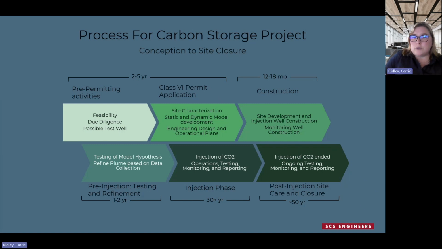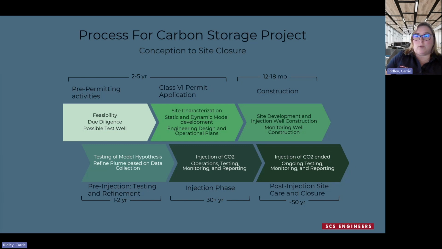From project conception to injection can take several years and a significant investment prior to any cost recovery. During the pre-permitting phase, and even after due diligence, it may be determined that a test well is necessary to collect local data to have on-site information related to the volume of pore space available to inject into and the storage potential of the area.